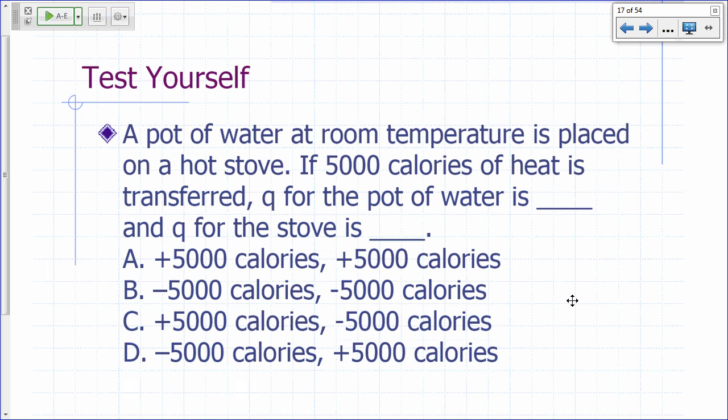So let's just quickly check that concept. A pot of water at room temperature is placed on a hot stove. Let's say 5,000 calories of heat is transferred. Q for the pot of water is blank, and Q for the stove is blank. Ready? Water is colder than the stove, so the energy transfer is from the stove to the pot of water, right?